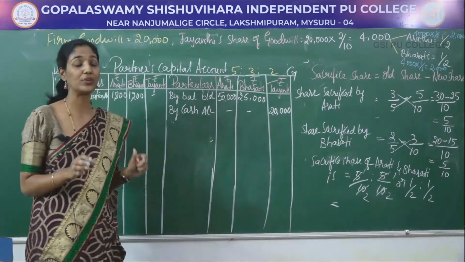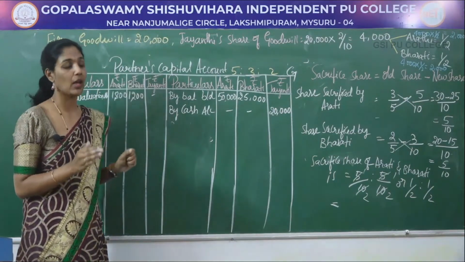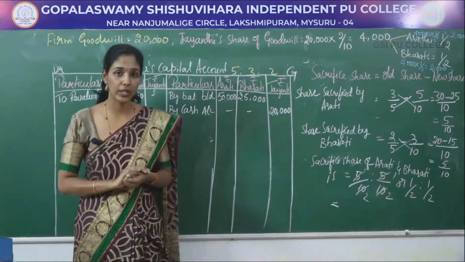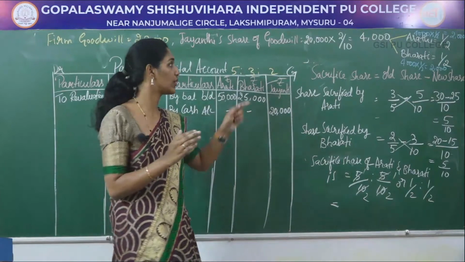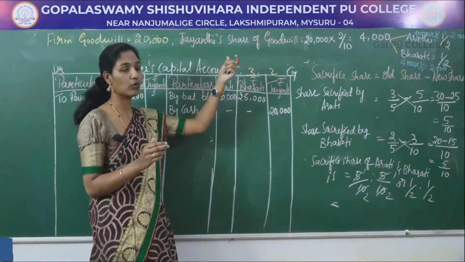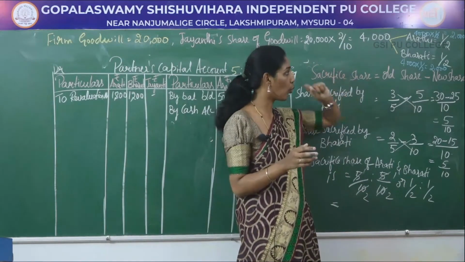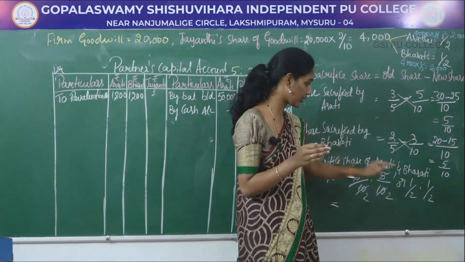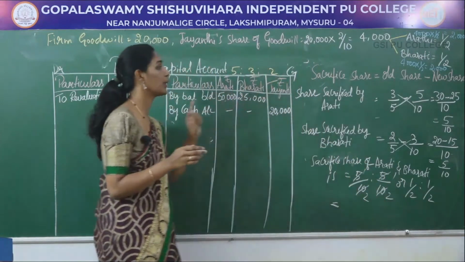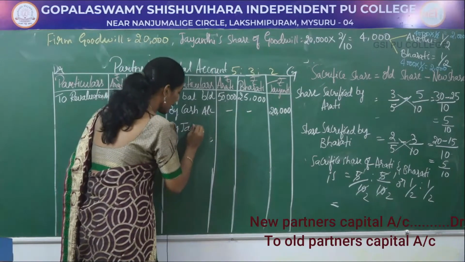This way you have to treat this goodwill adjustment as per AS-26. When goodwill is valued, first you find out the new partner's share of goodwill. 20,000 into her share, then you will get Jayanti's share of goodwill, 4,000. So this 4,000 should be distributed among the old partners in their sacrifice share. We have found out the sacrifice share here, 1/2 and 1/2, and this should be recorded on the credit side by writing by Jayanti's capital account.